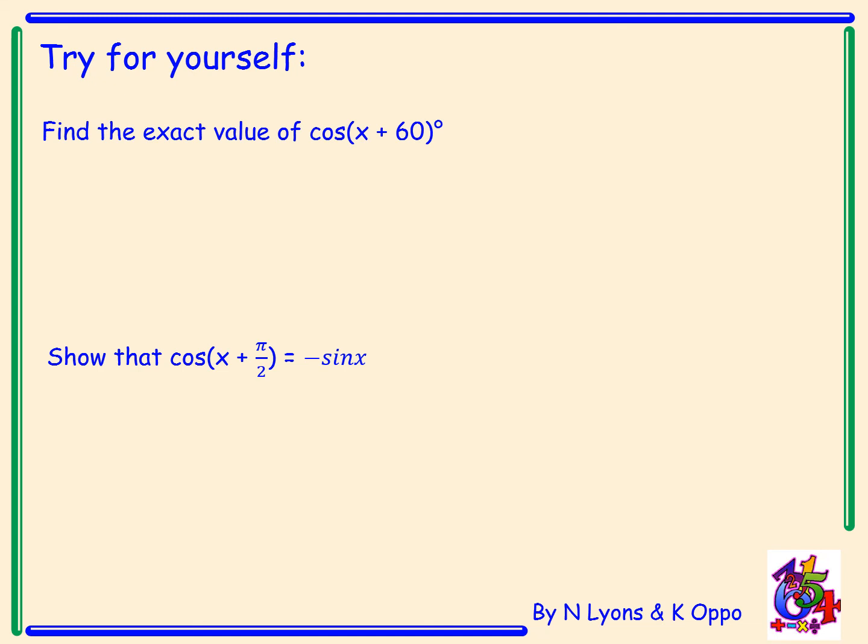Now try these examples for yourself. Please pause the video. The answer to the first question is a half cos x minus root 3 over 2 sin x. The second question there is just a proof. If you have difficulty proving that cos of x plus pi over 2 is equal to negative sin x, please ask your teacher tomorrow in class.